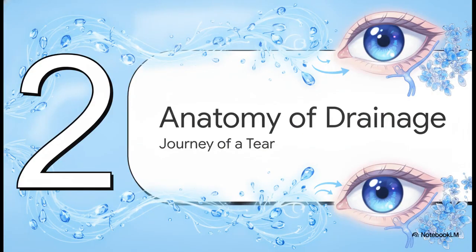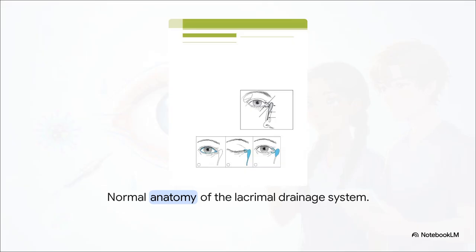Section 2. Anatomy of drainage. The anatomical journey of a tear. Let's visualize the story of a single tear. Imagine a drop of water leaving the eye. First, it enters these tiny little holes on the inner corners of your eyelids. We call those the puncta. From there, it flows through the 8-millimeter horizontal tubes, the canaliculi. These tubes usually merge together and empty out into a much larger collection area called the lacrimal sac.